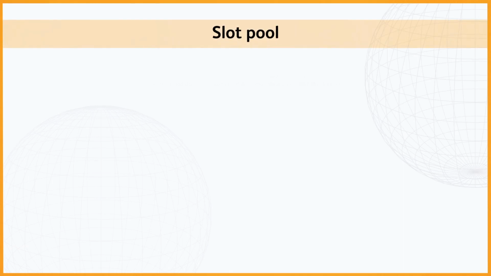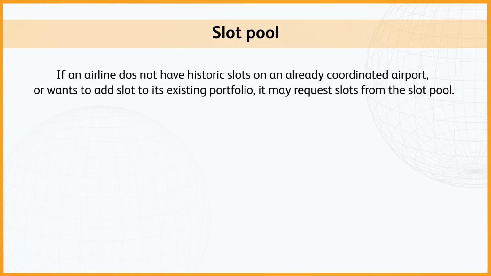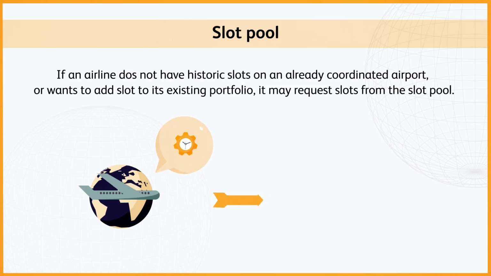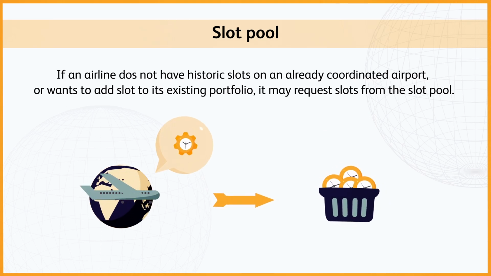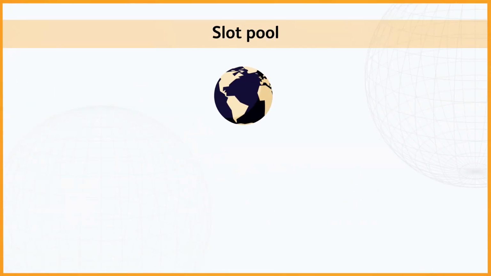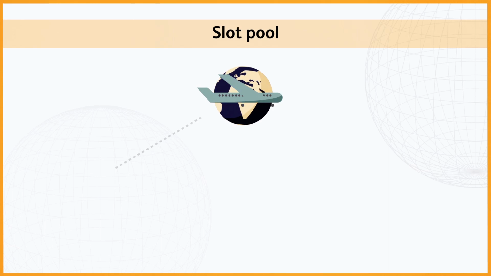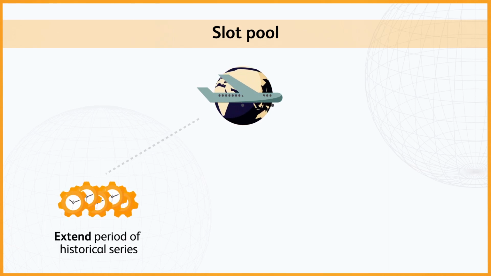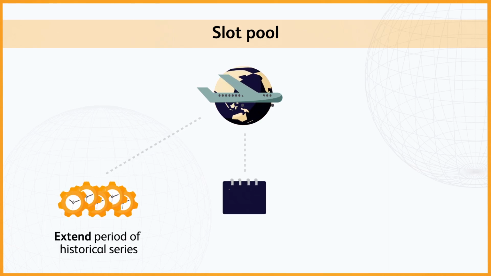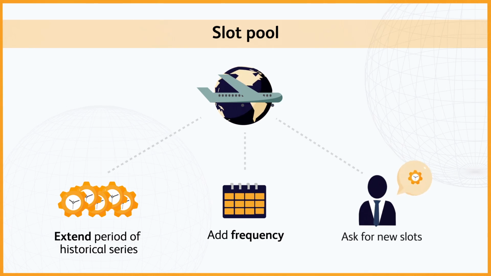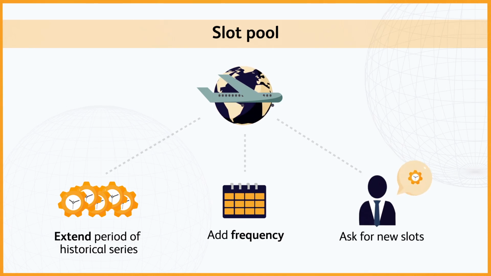If an airline does not have historic slots on an already coordinated airport or wants to add slots to its existing portfolio, it may request slots from the slot pool. 50% of the slots from the pool will be distributed to historical airlines already holding slots at the airport. Historical operators may extend period of historical series, add frequency, request fully new slots. 50% will be distributed to new entrants that want to start new operations.